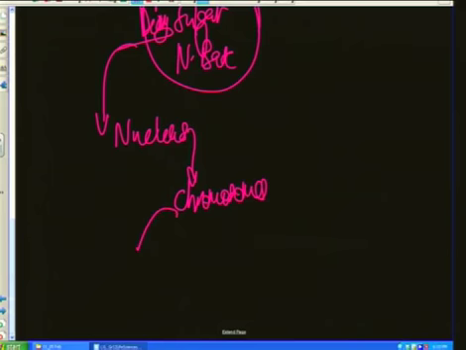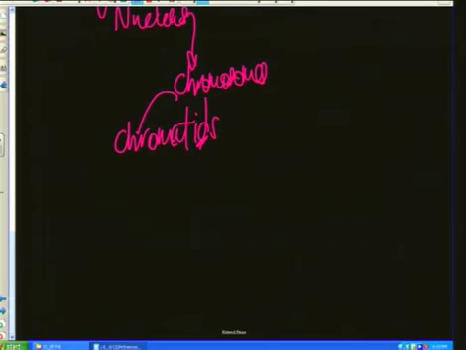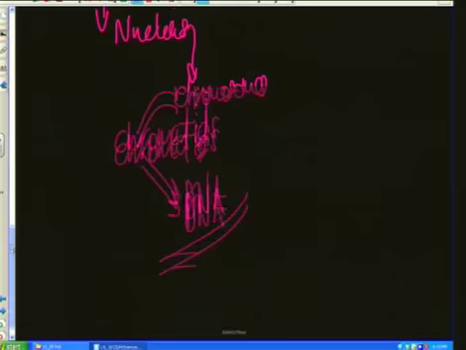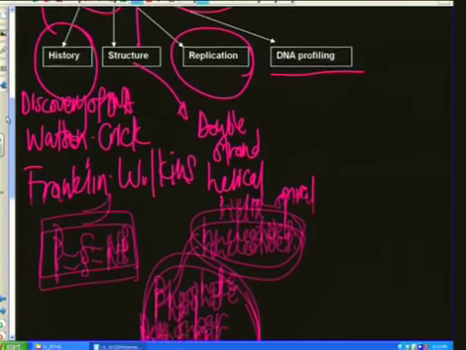The chromosomes are made up of chromatids. What's the spelling? That's a D. Chromatids. And each chromatid is made up of long strands of DNA. So this is where we find the DNA in the cell. This is all that you've already learned in class.